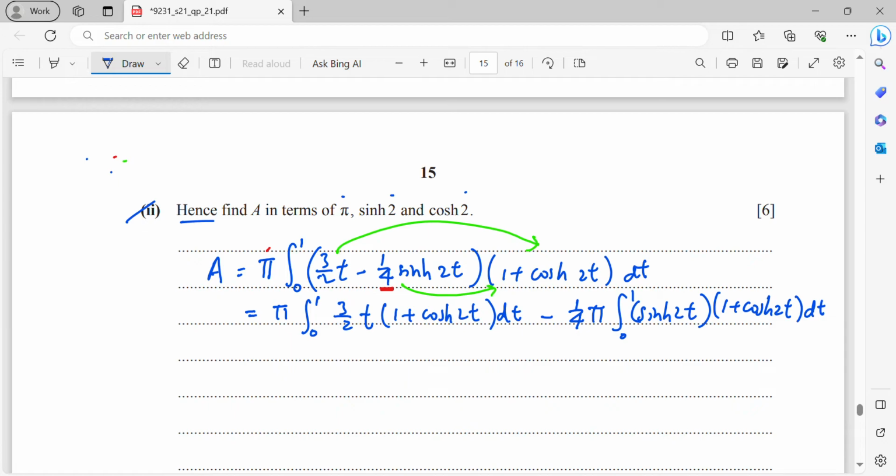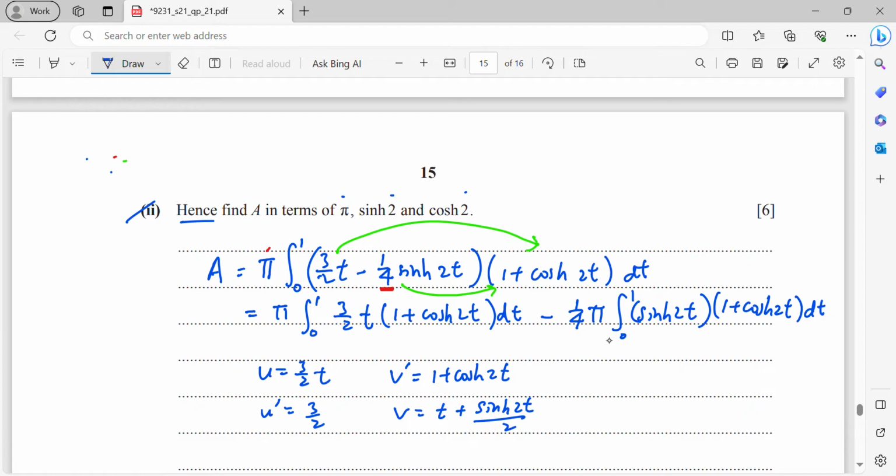So now for the second integration, since there's a 1 over 4 here, I will combine with the pi and take it out. It becomes negative 1 over 4 pi integrate 0 to 1, then sine 2t, then multiply with 1 plus cos 2t dt. Okay, the purpose I split it into 2 integrations is because for the first integration I'm going to use by parts. The second integration I'm going to apply substitution method.